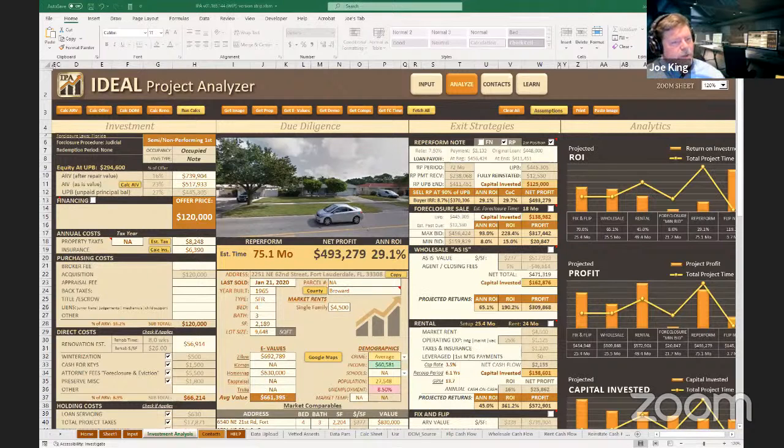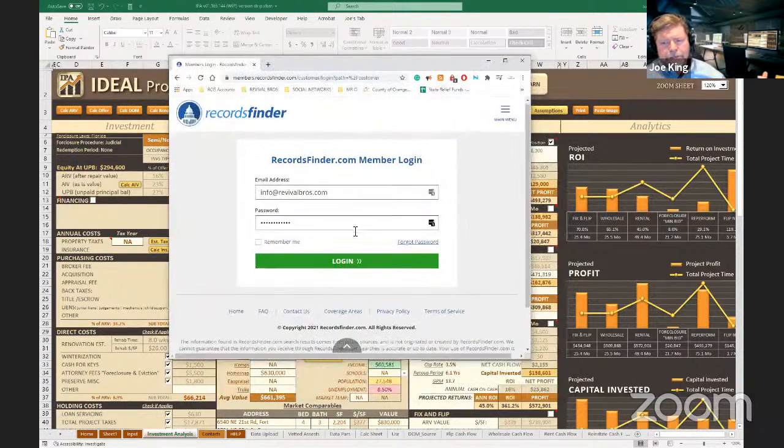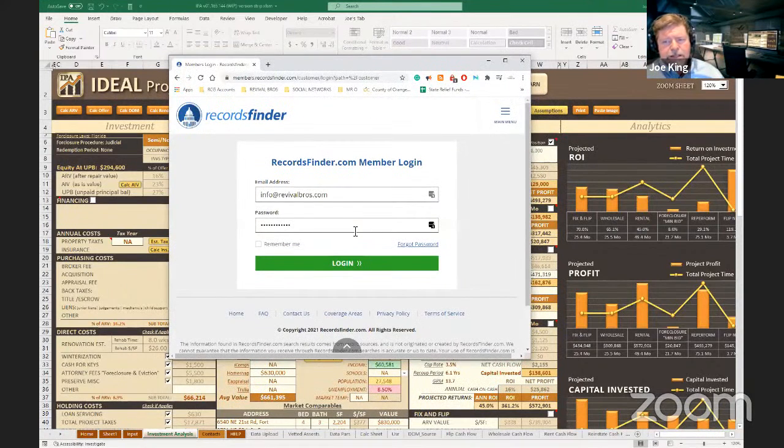I'll give you guys a couple of resources here that we use. Let's see, here's one of them. This is Records Finder. I find this a pretty good resource in that if we want to find information out about borrowers, we can do that based on the address. If it's available, the system will find it and it'll tell us who the borrowers are.